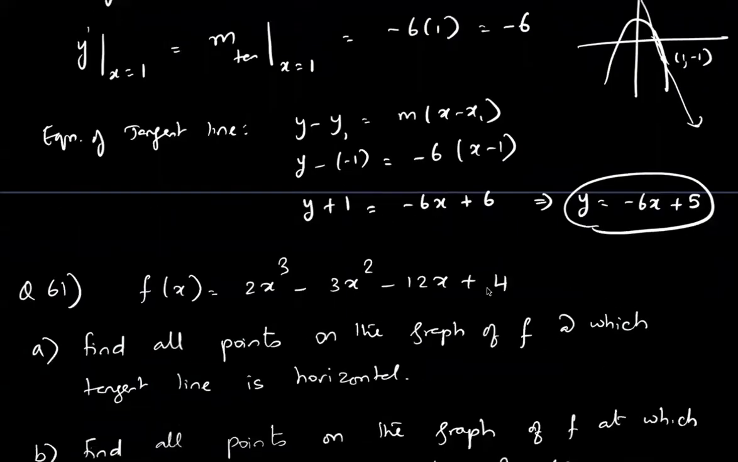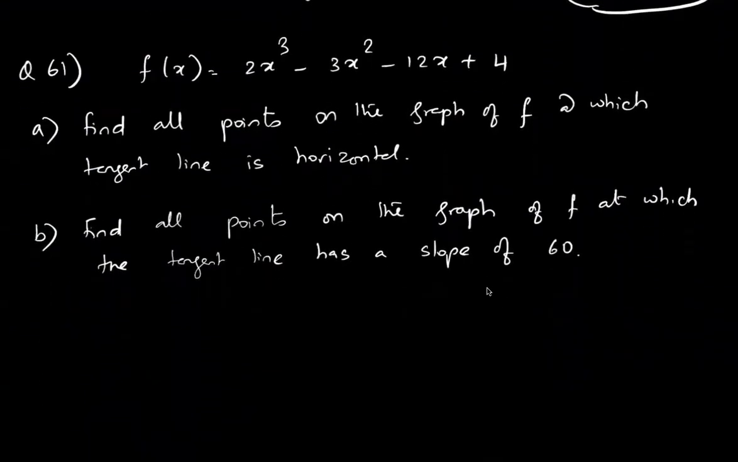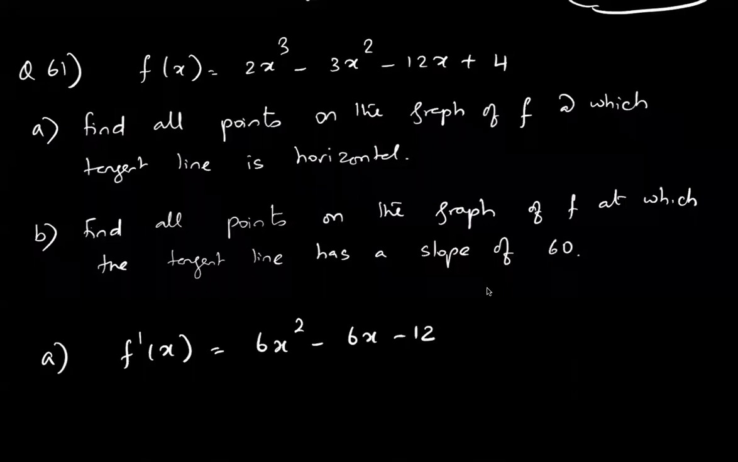All right. So in the next problem, you're given a polynomial function. Part A of the question is asking you to find all points on the graph at which the tangent line is horizontal. So when you have a horizontal tangent line, that means the slope of the tangent line is equal to 0. Or in other words, f prime is equal to 0 at those x values. So step one, what I do for this problem is I find f prime of x first, and that is 6x squared minus 6x minus 12.